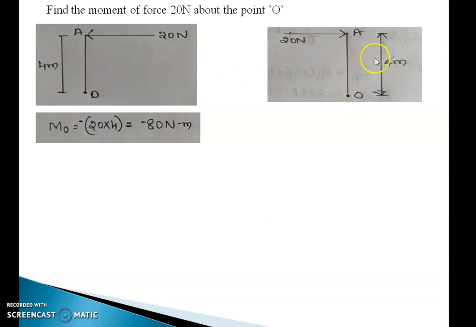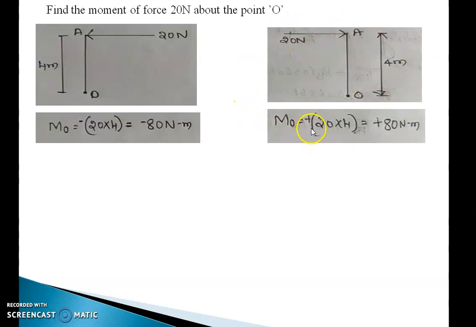The difference between O and A is 4 meter. Force is acting towards rightward direction, positive rightward direction. So moment about O here will be 20 into 4. It remains as it is, but it is in clockwise direction. Moment about O is plus 20 into 4, which is plus 80 Newton meter.